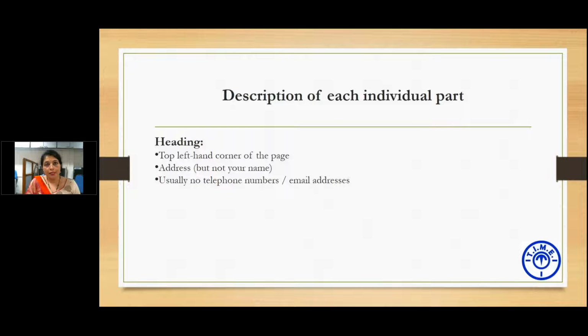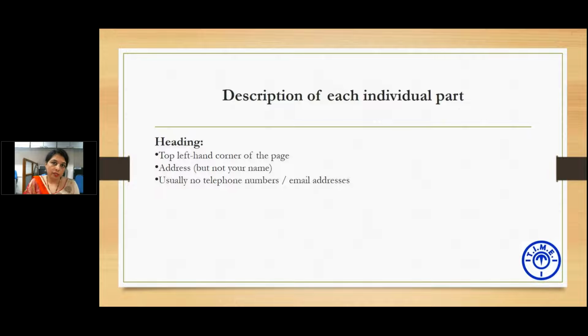Well, let us now look at the description of each individual part, because when you write a letter in the exam, you know every part carries some marks, and keeping this in perspective, you need to be very clear with what you're writing. You need to be clear about not only the content and the information, but also the accuracy of your data. So when I come to heading, which is as we discussed a little while ago, the first part of the letter, it needs to be written at the top left hand corner of the page, right?